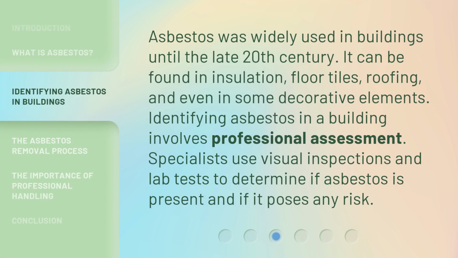Asbestos was widely used in buildings until the late 20th century. It can be found in insulation, floor tiles, roofing, and even in some decorative elements. Identifying asbestos in a building involves professional assessment. Specialists use visual inspections and lab tests to determine if asbestos is present and if it poses any risk.